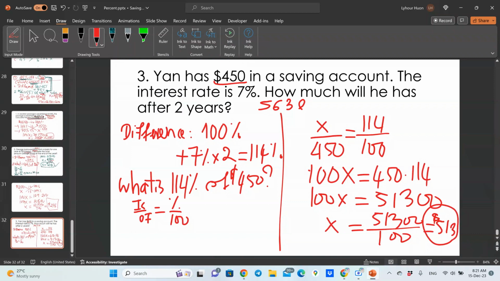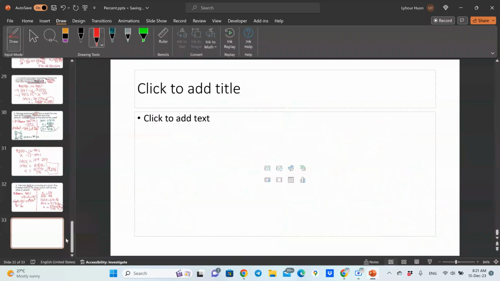$513. Hmm, reasonable. Okay, so far so good, right? Any question or anything to ask? No. Okay, so let's move to the next part.